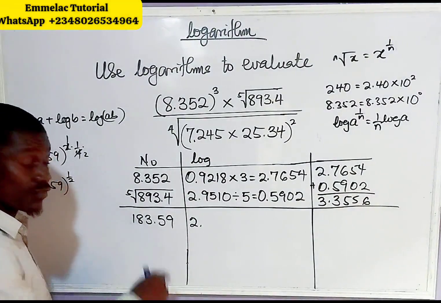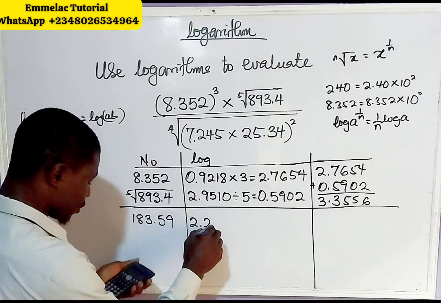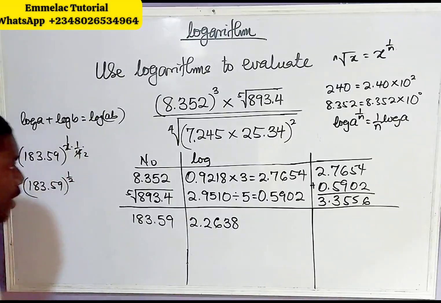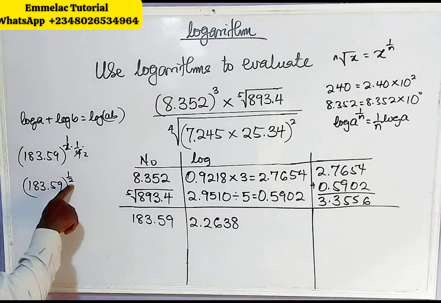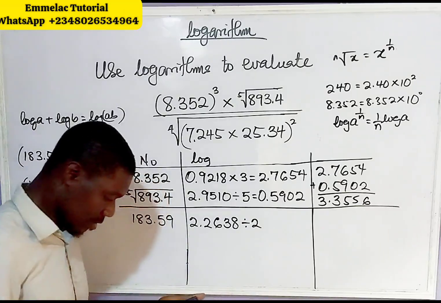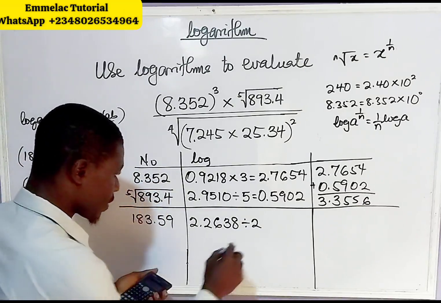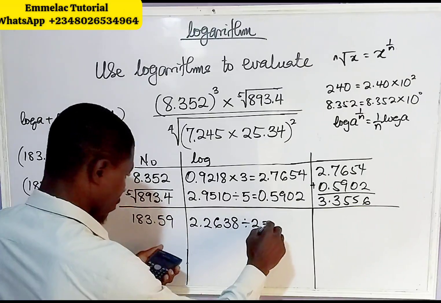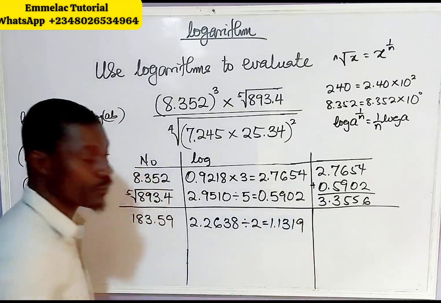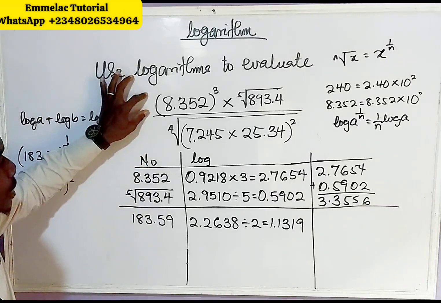Then the logarithm here will now be 18 under 3, now difference 5. So on my calculator we have 2.2638. Okay, now take note, to the power of half, which means we are dividing by 2. Now the whole of this divided by 2. So here we have 1.1319.